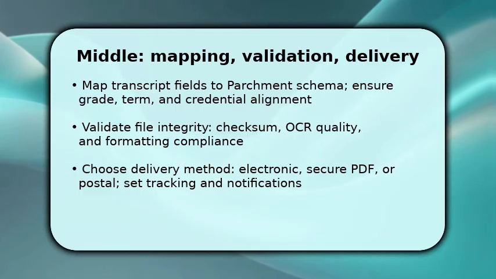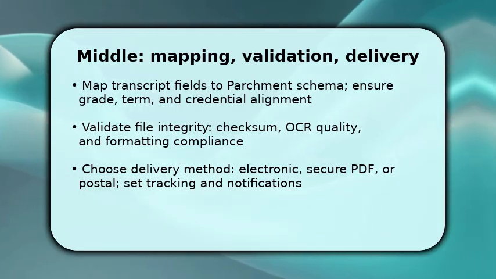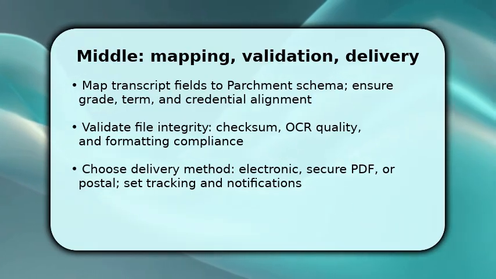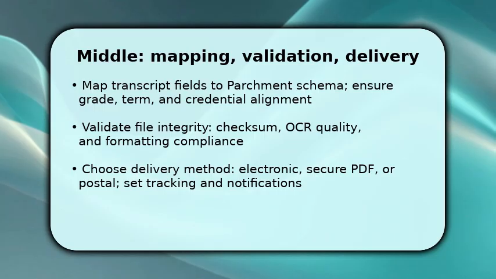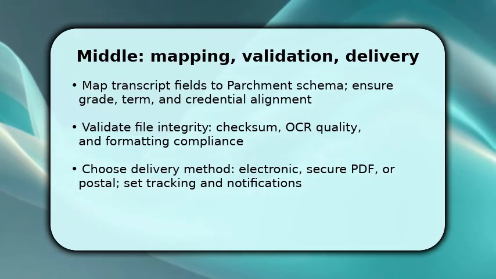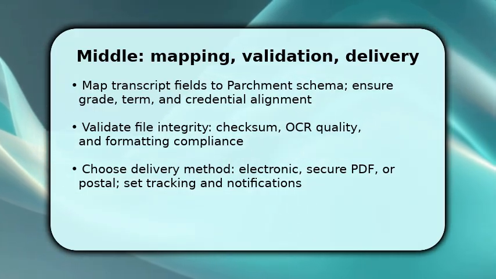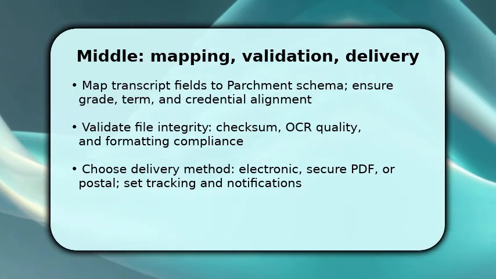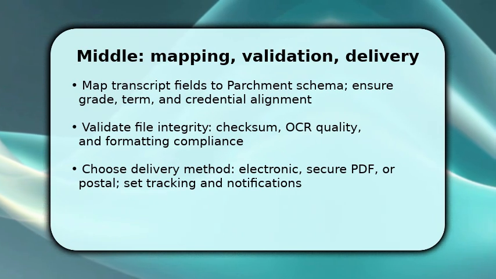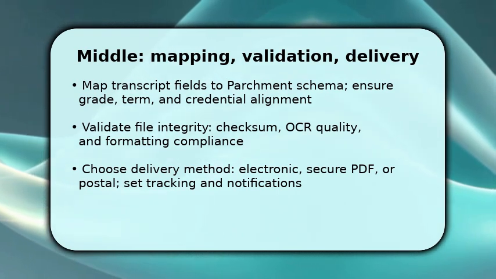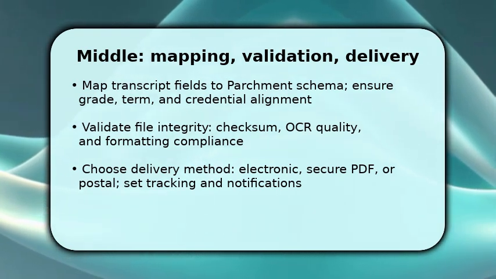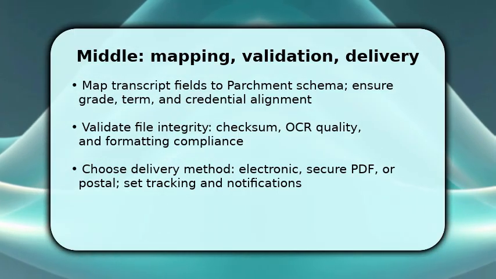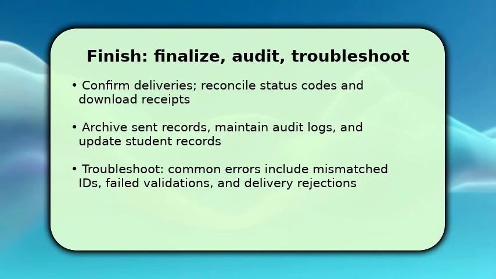Check file integrity with checksums, review OCR quality where applicable, and correct formatting issues like page breaks or missing data. Then select delivery options, electronic exchange, secure PDF or postal mail, and enable tracking plus recipient notifications. If using API automation, batch the payloads and test with a small sample before scaling to full production to catch edge cases early. To finish, confirm that each delivery completed and reconcile status codes against your recipient list.